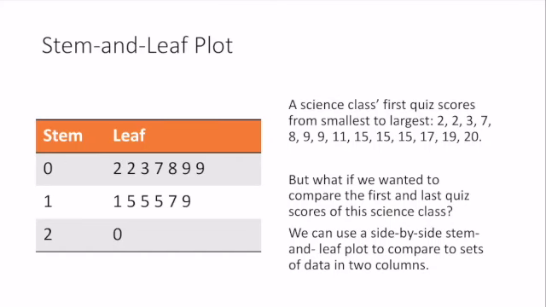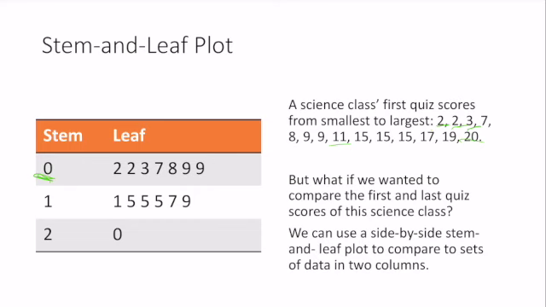Here's another example of a stem and leaf plot from quiz scores of students. Note if you have numbers like 2, 2, 3, and 7, but you also have 11 and 20, you can have a stem of 0, and that's okay. But what if I wanted to compare side by side stem and leaf data to compare two data sets.